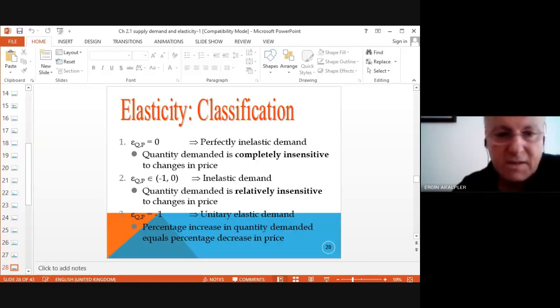As you are understanding, elasticity is very important, whether it is vertical or horizontal. If the price elasticity is equal to 0, which is supposed to be perfectly inelastic demand, quantity demanded is completely insensitive to price changes. If the elasticity is between -1 and 0, it is supposed to be inelastic, and quantity demanded is relatively insensitive to price changes.